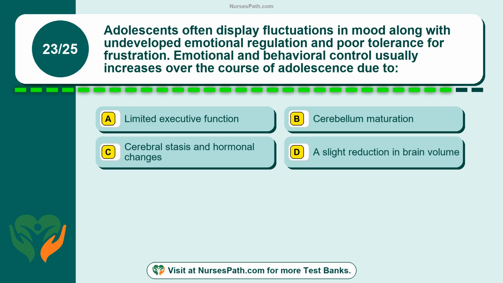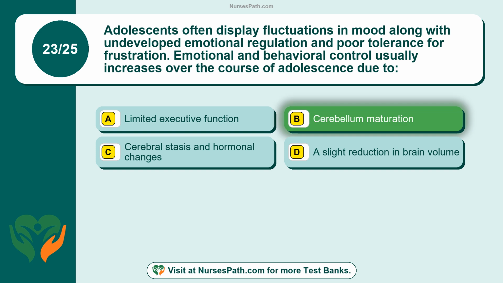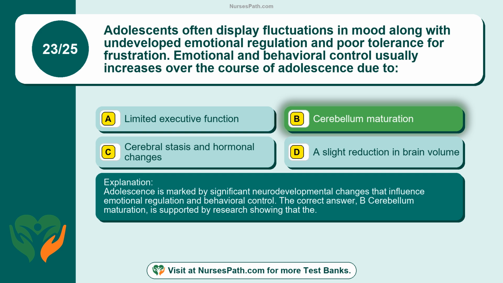Question 23. Adolescents often display fluctuations in mood along with undeveloped emotional regulation and poor tolerance for frustration. Emotional and behavioral control usually increases over the course of adolescence due to Option A. Limited executive function. Option B. Cerebellum maturation. Option C. Cerebral stasis and hormonal changes. Option D. A slight reduction in brain volume. The correct answer is option B. Cerebellum maturation. Adolescence is marked by significant neurodevelopmental changes that influence emotional regulation and behavioral control. The correct answer, B. Cerebellum maturation, is supported by research showing that the cerebellum matures.